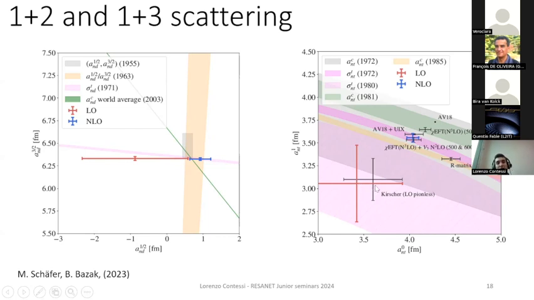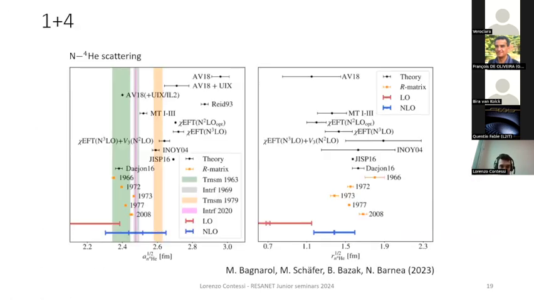So pionless effective field theory, at least for the few-body sector, looks to be quite a good alternative to other methods, despite the theory being, first of all, pretty easy and working for low momentum. But I would say this is a low momentum system. We also have a calculation for the 1+4 system from a paper of Bagnarol 2023, in which they calculate neutron helium-4.